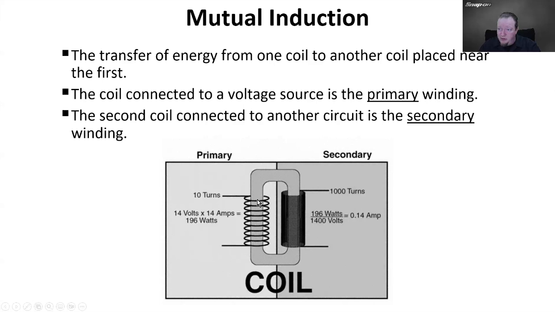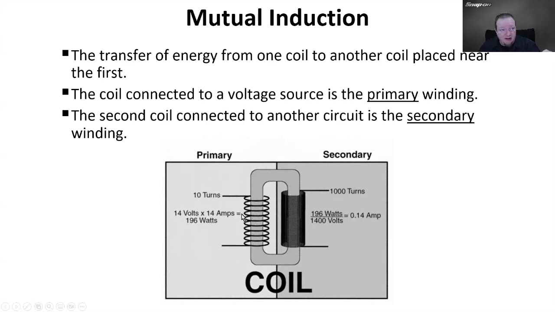Now on this side, the input side, the primary side, you see we got 10 turns of wire around this conductor. And on the secondary side, we have 1,000 turns of wire coming out the other side. So coming into this, we have 14 volts, 14 amps, and that gives us 196 watts. When we transfer over, since it's a factor of 100 to 1, 10 times 100 gives us 1,000, right?